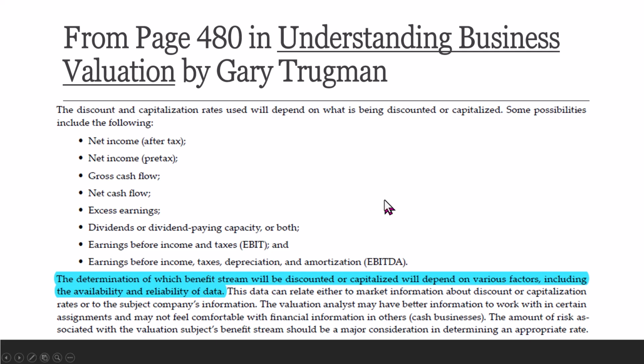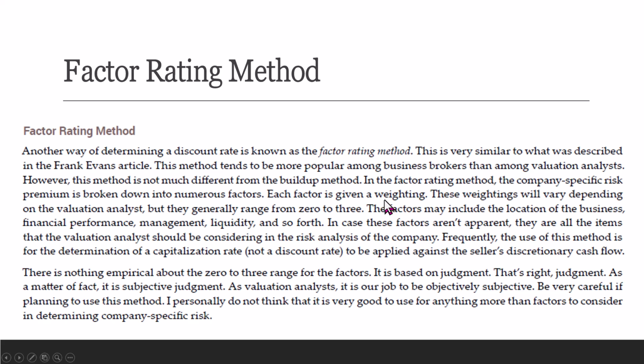Maybe. So let's talk about the factor rating method. This is actually from Gary Trugman's book. Pause the video here if you want to read this section. I'm going to move ahead and say the factor rating method is used to come up with seller's discretionary cash flow, right?